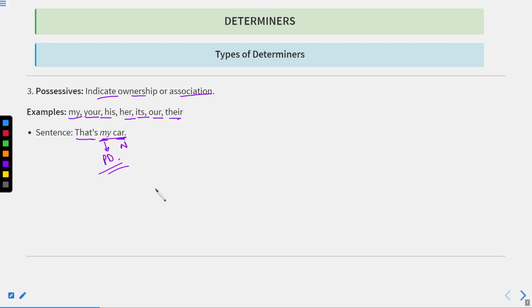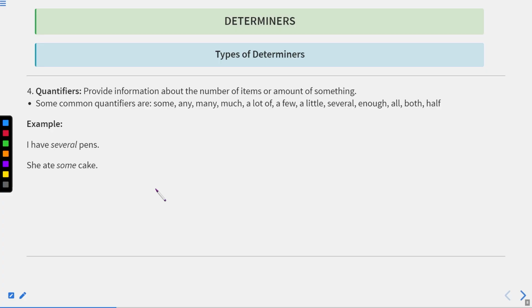Okay, now let us move to the next one. Now we have quantifiers. They provide information about the number of items or the amount of something. It means they tell us the quantity of something or the quantity of a noun. Some common quantifiers are some, any, many, much, a lot of, a few, a little, several, enough, all, both, half. All these show the quantity of some noun, so these are known as quantifiers.